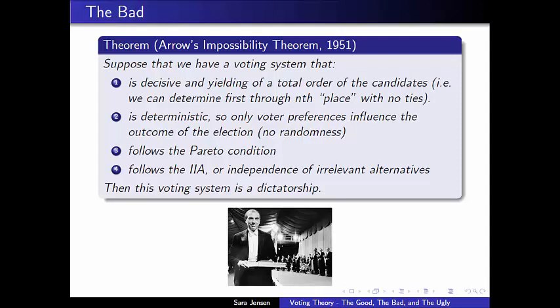And that sort of thing is not allowed because we don't want any amount of randomness involved in determining our elections. If our voting system follows the Pareto condition, where if every single person prefers candidate A to candidate B, then it is impossible for candidate B to win. And if our voting system follows the independence of irrelevant alternatives, or the IIA, then this voting system is a dictatorship. The only thing that's going to satisfy all of those criteria, and it's only 4 criteria, is a dictatorship. And that was the theorem proven by Kenneth Arrow in 1951.